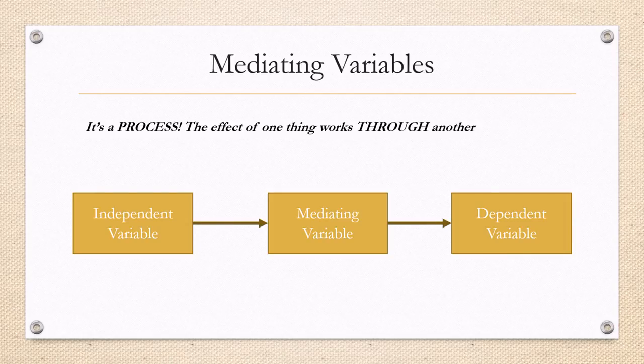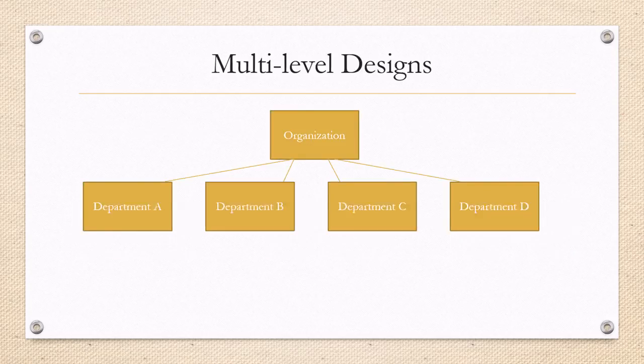So we have a thought, our independent variable. There's an effect on the neurons, our mediating variable, which then affects arm movement or muscle movement, our dependent variable.